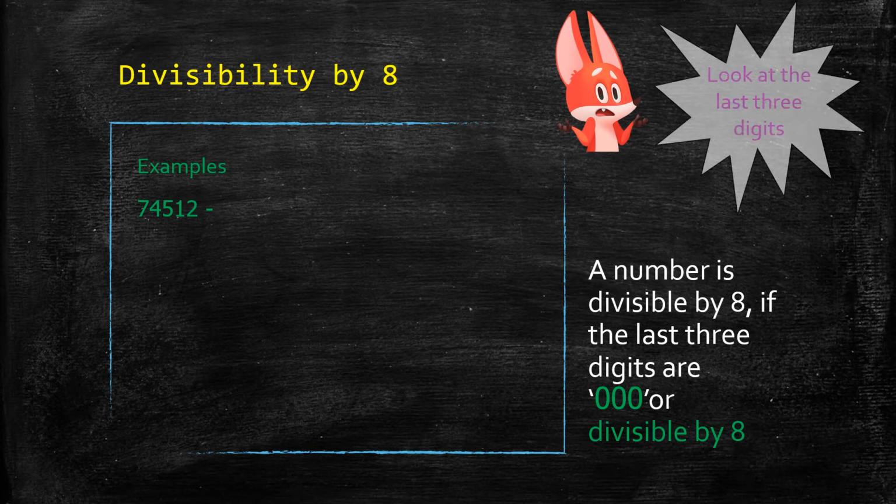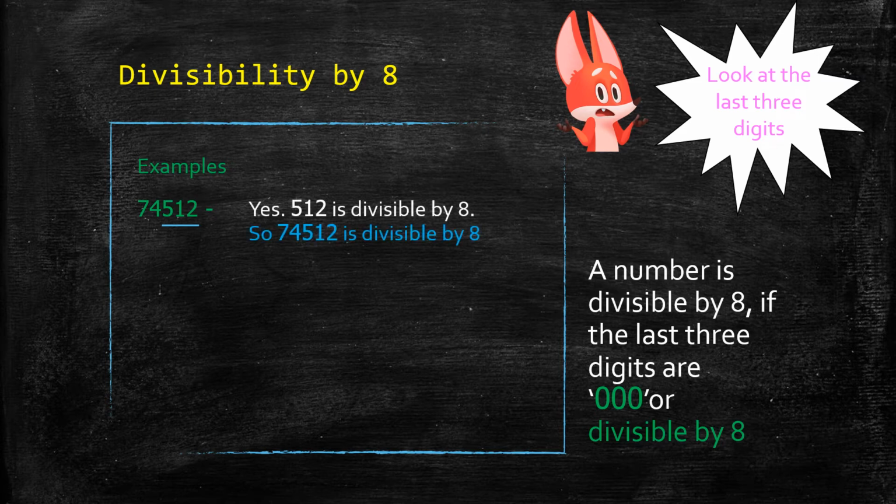What is Foxy saying? Look at the last 3 digits. 512. So what should we do now? We should actually divide 512 by 8 and check, okay? The normal division. 512 is divisible by 8. So 74,512 is divisible by 8.